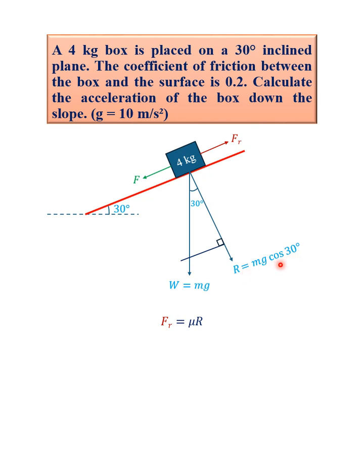Now that we know R, or the formula, let us put it back into the formula for frictional force. So frictional force will now be equal to mu times mg cos 30 degrees.